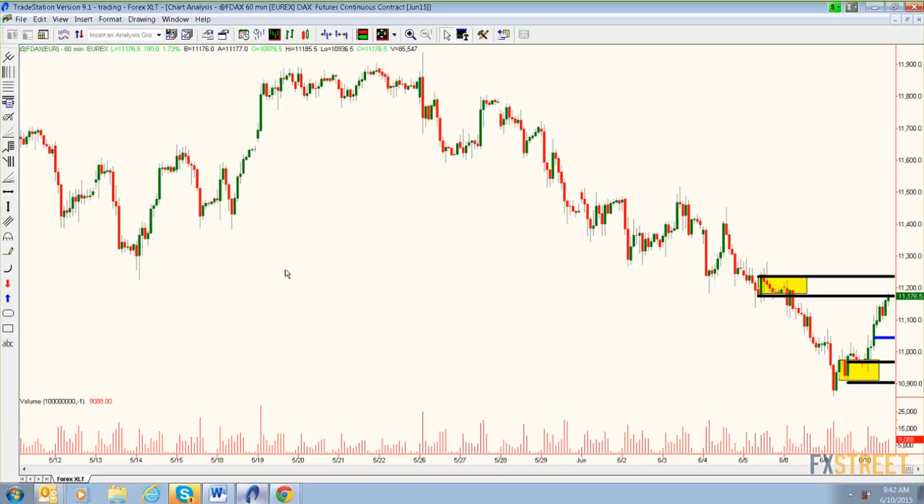Okay. Any questions on that one? And again, this is the DAX, so just be careful if you don't trade the DAX. I wouldn't just jump in and start trading the DAX.